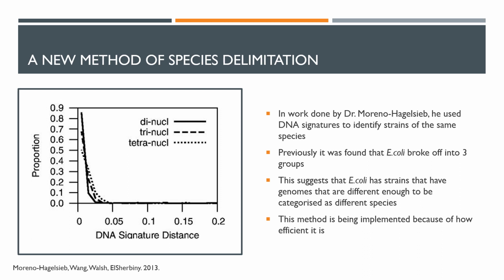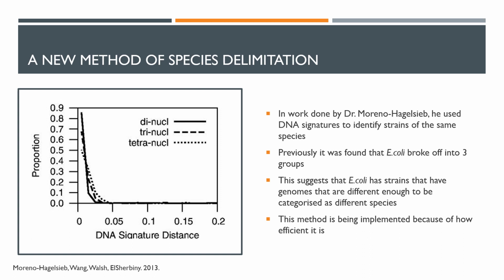So now how can we use this for a method of classification? Well, in work done by Dr. Moreno Hegelsib, he found that DNA signatures of strains of the same species actually condensed at a distance of 0.03. When working with E. coli, however, he found that they broke off into 3 different groups, meaning that they condensed at a much higher distance. So this suggested that E. coli strains actually have genomes that are different enough that they should be considered as different species. So 3 different species in this case.